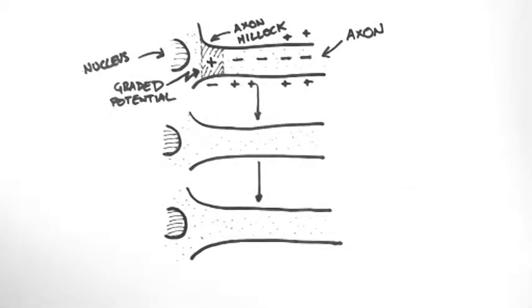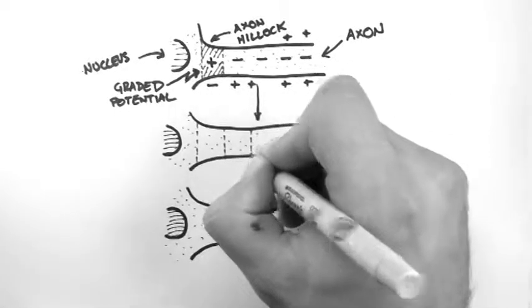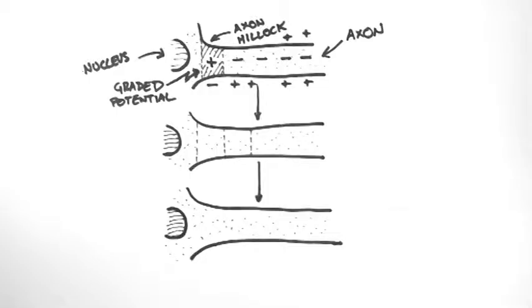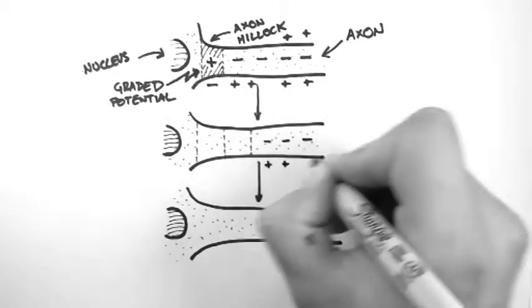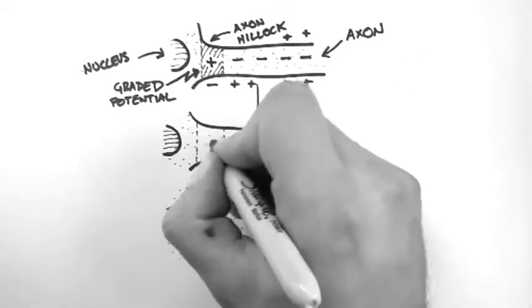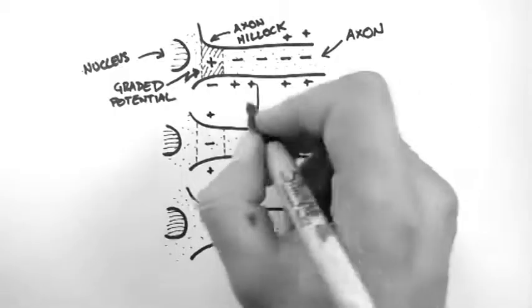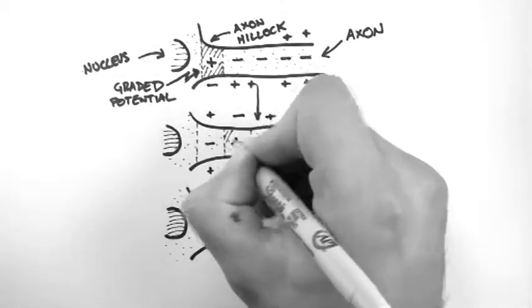And as we've seen in the last video, this means that there is a transient reversal of the charges across the membrane. Now what this means is that there is some positive charge from the axon hillock that flows into the next segment of the axon. This is enough to trigger the action potential in the next part of the axon. Meanwhile, the axon hillock returns to its resting membrane potential.